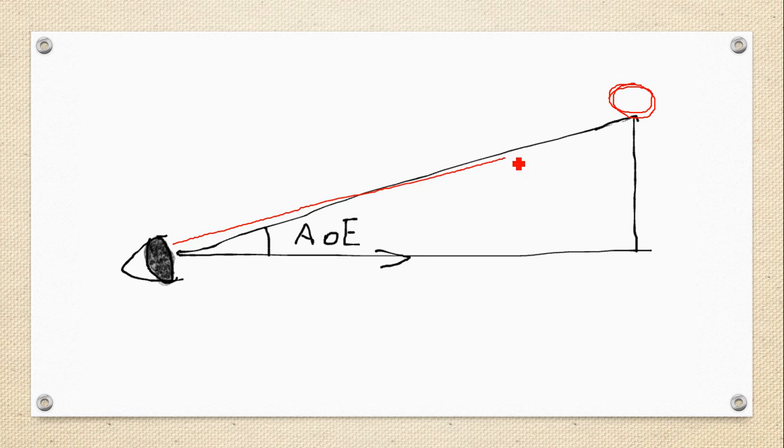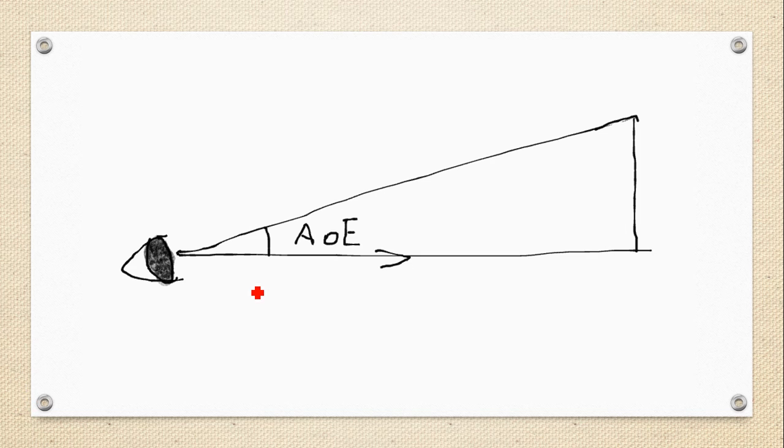So here is a ball, and this is the observer who has been watching the ball. So this is the line of sight, and this one is the horizontal line. Between the horizontal line from the eye and the line of sight, there exists an angle, and that angle is called angle of elevation in case the object is above the eye level.